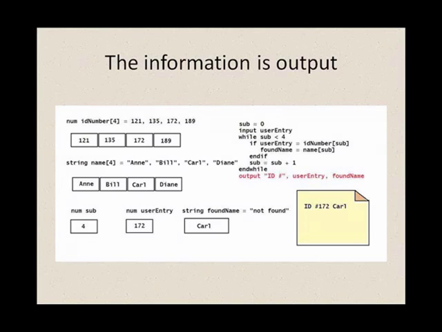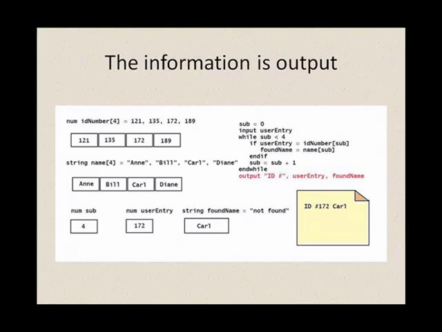You continue then to output the ID number, the user entry, which is 172, and the found name that goes with the user entry, Carl. You've successfully found the right name with the ID number that was entered. Now, if the array had had 100 elements instead of only 4, the loop would have continued for a long while after you found ID number 172. You can make the loop a little more efficient by exiting as soon as you find the correct name.